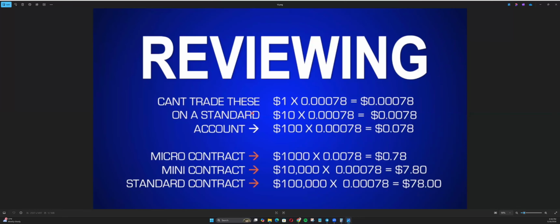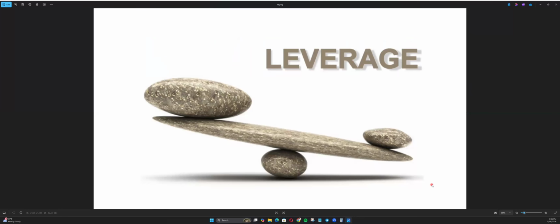So let's review that. Now, reviewing that, we have $1 for this, $10 for this, and this. So for a macro account it is 1,000, which is this. For a mini account it is 10,000, which is this. And for a standard account it is 100,000, which gives you this. Okay, now let's talk about leverages.